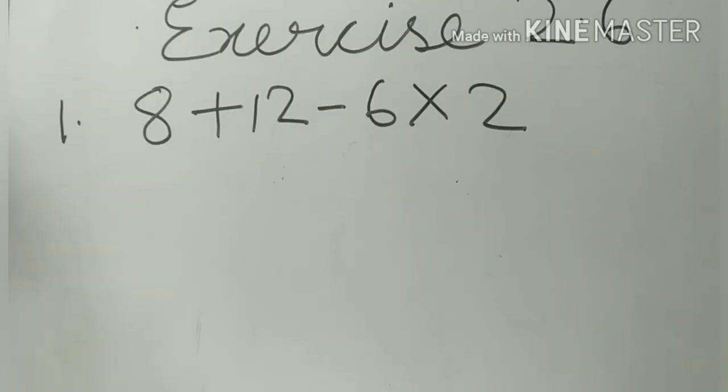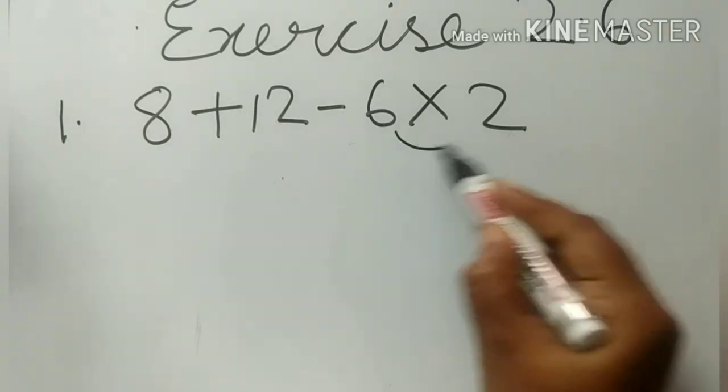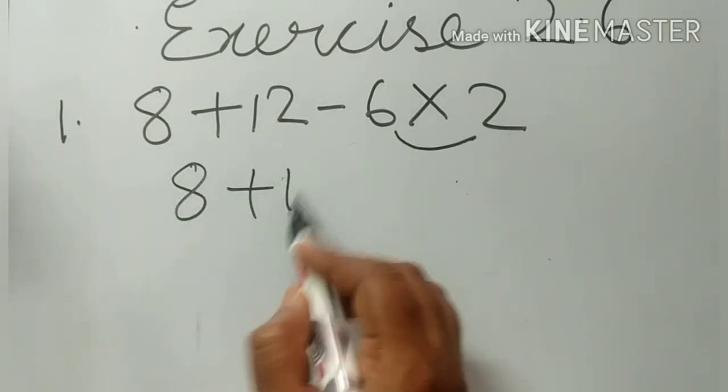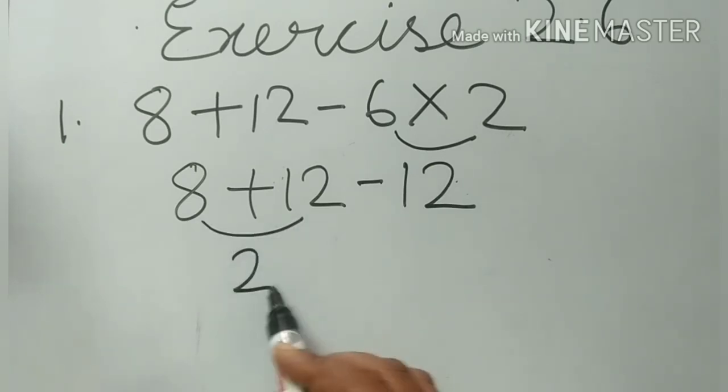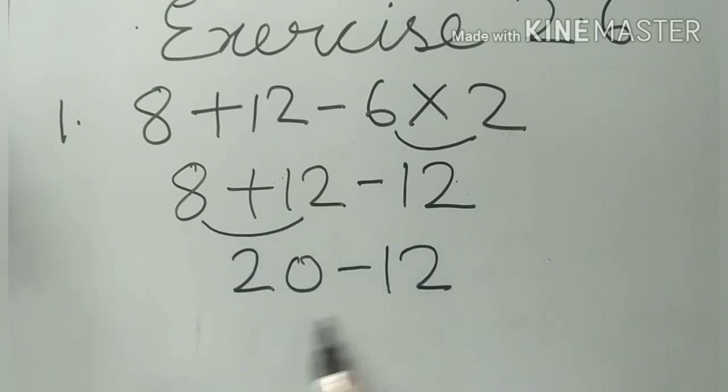एक्सरसाइज 2.6 क्वेश्चन नंबर 1. 8 plus 12 minus 6 into 2. So first we multiply the numbers. 8 plus 12 minus 12. Now we add the number 20 minus 12. The final answer is 8.